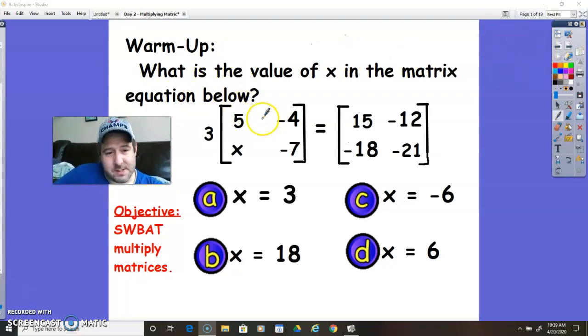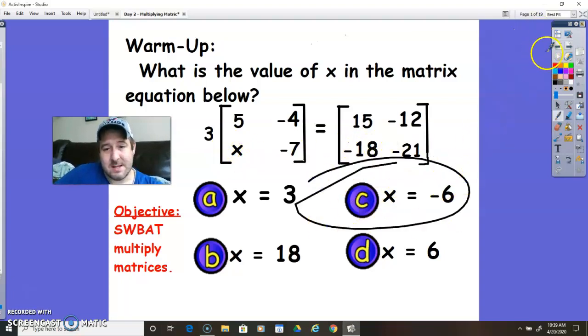We're going to be multiplying matrices of different dimensions. Start off with a review of our scalar multiplication. So what are we trying to find? We're trying to find x. X is right here. 3 times what is negative 18? That would be negative 6, so the answer is C.